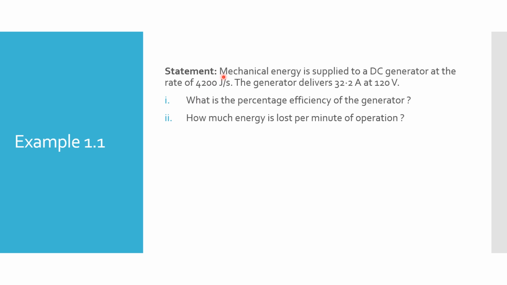Let us take a look at one of the examples. A mechanical energy is supplied to a DC generator at the rate of 4200 joules per second. So the mechanical energy which is provided by the prime mover to this generator is 4200 joules per second, provided to this DC generator.